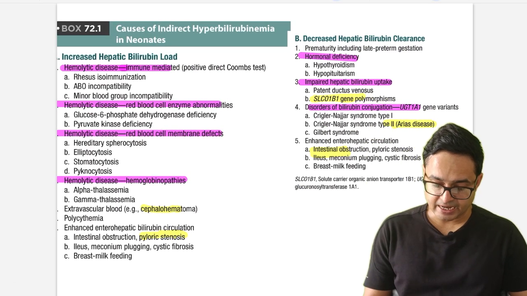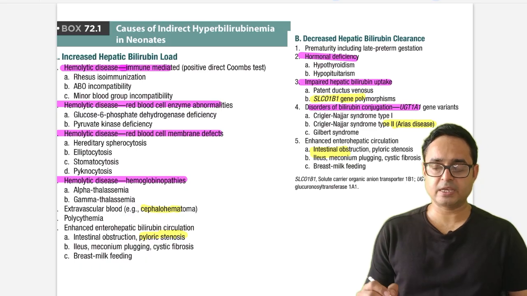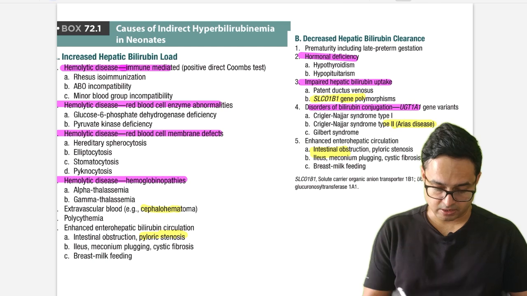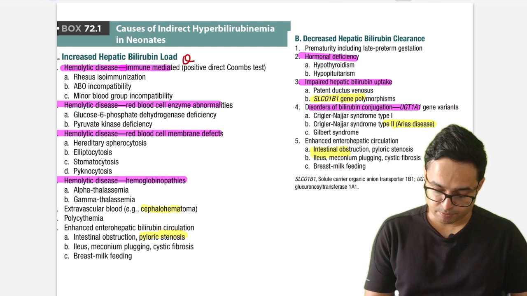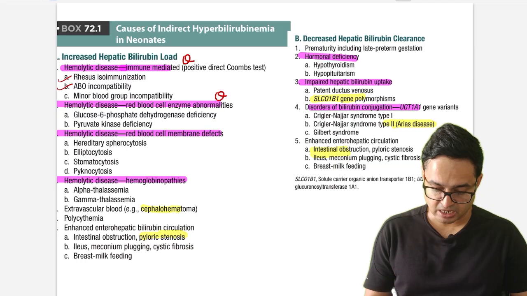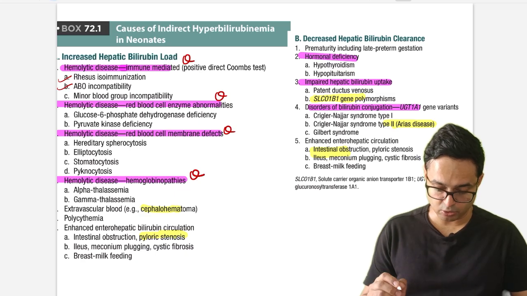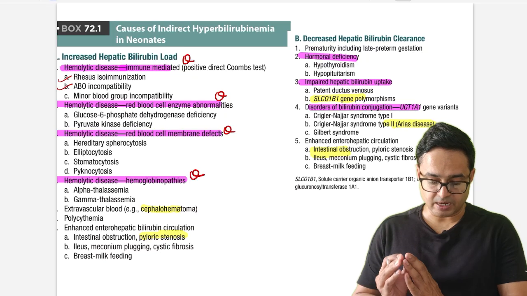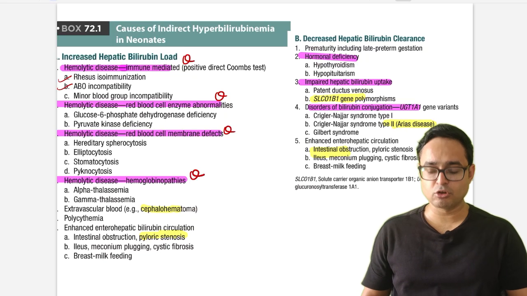So, causes of indirect hyperbilirubinemia in neonates. Basically, neonatal jaundice, what are the causes? Hemolytic disease, immune mediated: Rh immunization, ABO incompatibility. Hemolytic disease like G6PD deficiency, pyruvate kinase deficiency, red cell membrane defect disease, and hemoglobinopathies. Okay, so hemolytic disease, immune mediated, red blood cell abnormalities, and hemoglobinopathies.